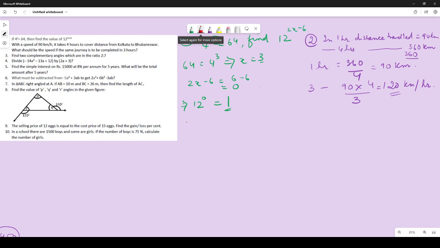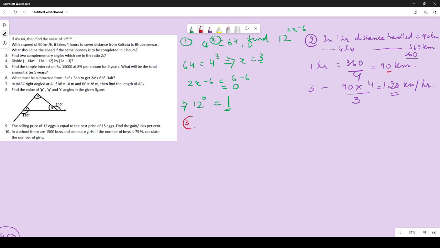So let us take up the next question. So you see 90 kilometers, we have already done that. If 90 kilometers needs to be covered, then it will take 1 hour. But if the journey needs to be completed in 3 hours, we take the total distance divided by the total time. So 90 into 4 divided by 3 is 120 kilometers per hour.